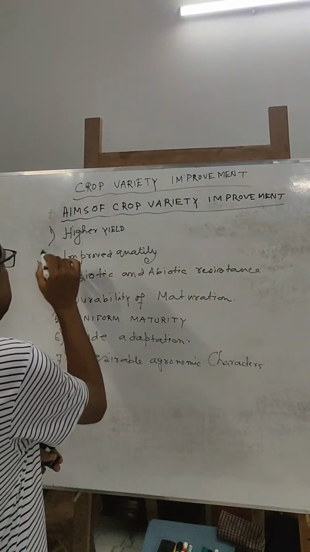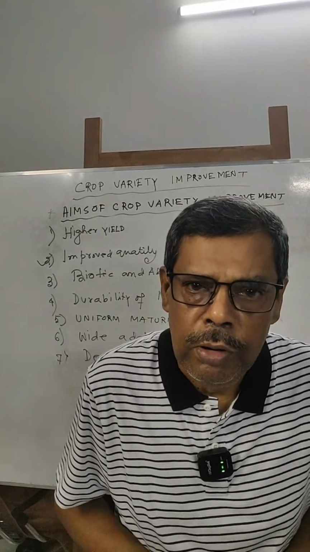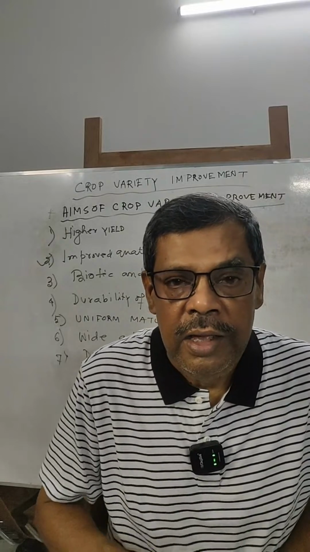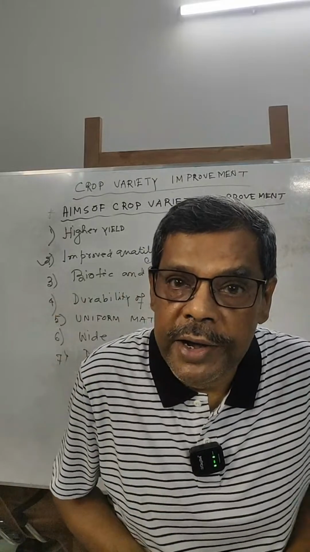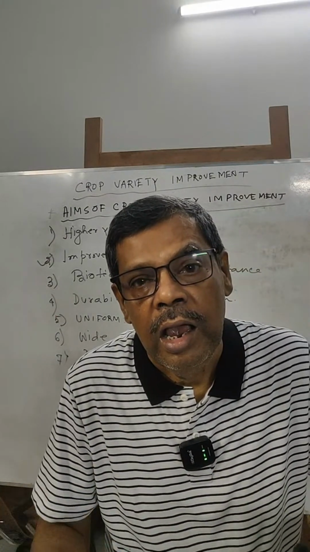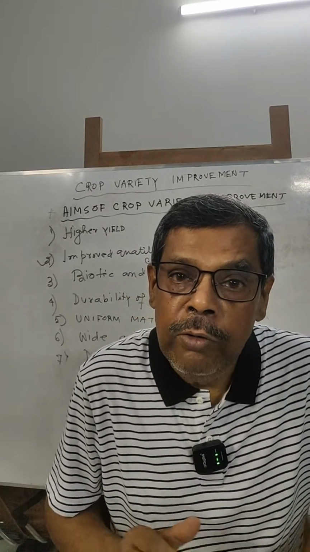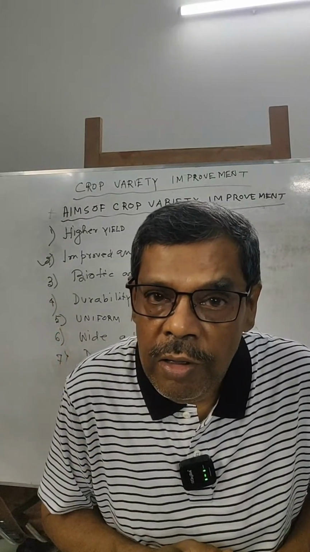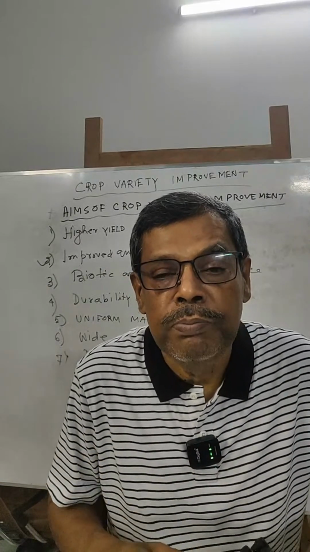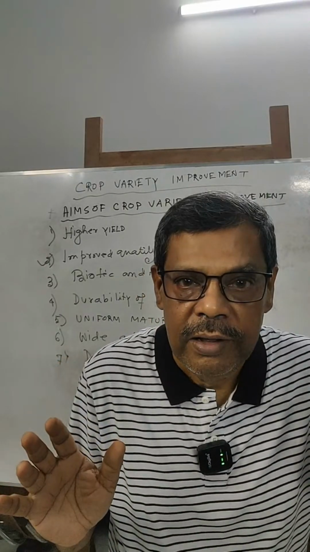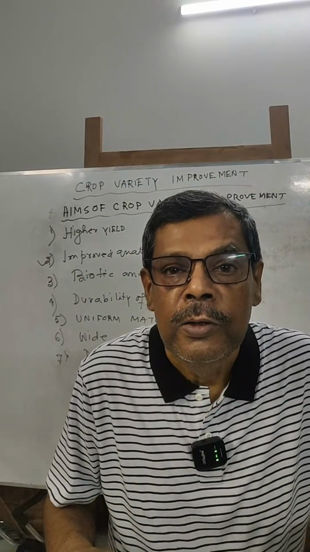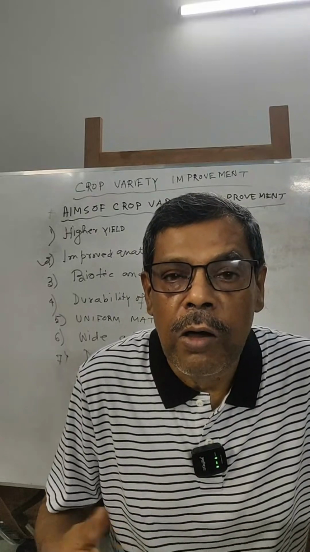Number 2, improved quality. The quality of crops would be improved to fulfill the food needs of our rising population. That is, in cereals there will be a huge amount of carbohydrate. In pulses there would be a huge amount of protein. In sugar cane a huge amount of sugar would be produced. Fruits and vegetables would be preserved in good condition. These are the good qualities of the crops which would be improved in our country to fulfill the food needs of our rising population.